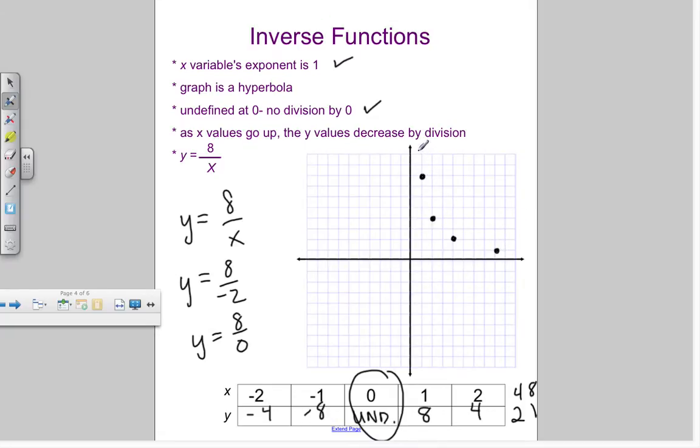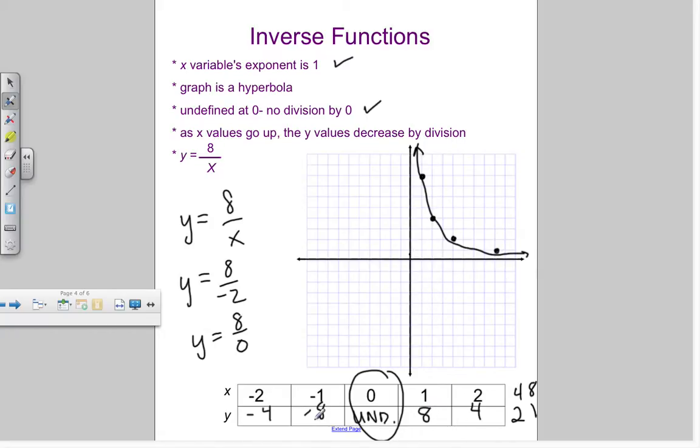So what I actually get is this shape here. It's a gentle curve also, but it will never hit 0. You will never get y to equal 0, because in order for y to equal 0, you'd have to have a 0 in your numerator, and I already have an 8 there. So it never hits 0 on the y-axis, and it never hits 0 on the x-axis.